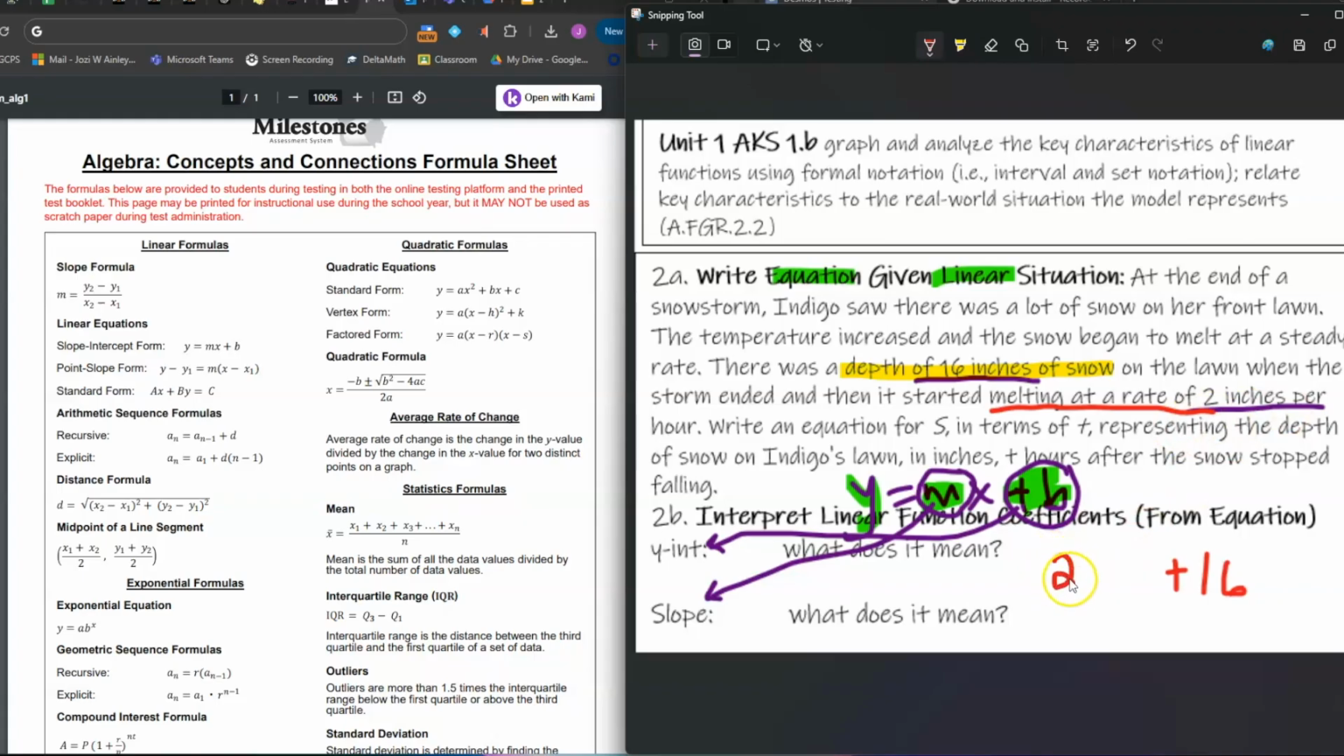Now, here's my question. If it is melting, is it going up, positive, or going down, negative, right? Is it becoming more or less? Hopefully you're saying melting is less, so this should be negative. All right, so there are my two numbers, and I just need my x here and my y.